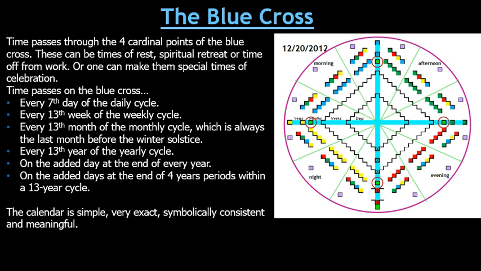Time passes on the Blue Cross every 7th day of the daily cycle, every 13th week of the weekly cycle, every 13th month of the monthly cycle, which is always the last month before the winter solstice, every 13th year of the yearly cycle. And it's on the added day at the end of every year. And it's on the added days at the end of every 4-year period within a 13-year cycle. So ultimately, this calendar is simple, very exact, symbolically consistent, and meaningful. So that's the calendar.